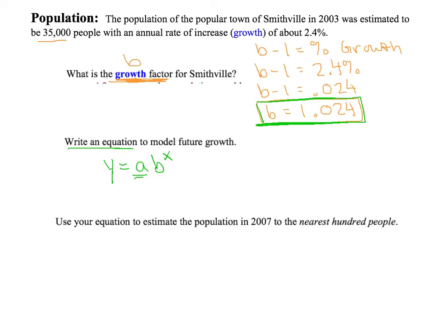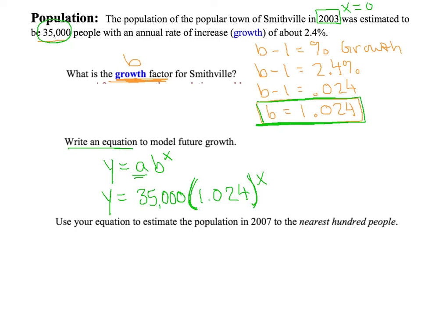If we were to assume that 2003 is the beginning of the problem, in other words, x equals 0 or t equals 0 at that moment, then our initial population is right there at 35,000. So we're going to say y equals 35,000 and then 1.024 raised to the x. I really like the use of parentheses here in this problem. It just emphasizes the fact that only the b value here, 1.024, is being raised to the x power, not the 35,000.